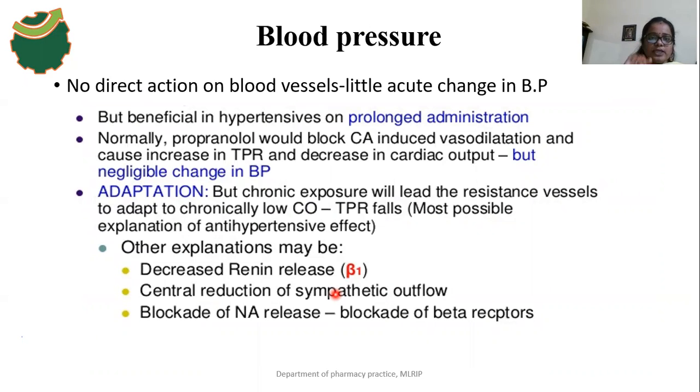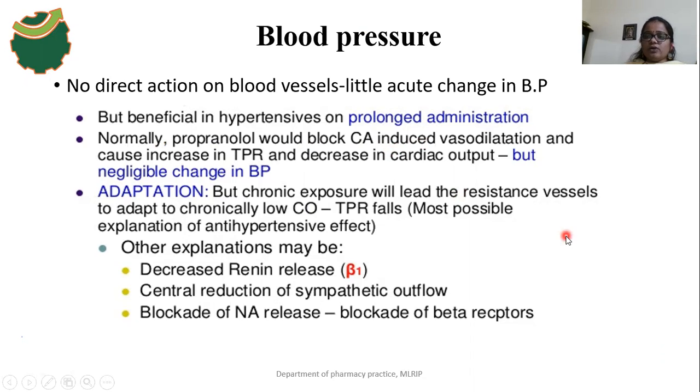Okay, so here propranolol has no direct action on blood vessels. Okay, but there are little acute changes in BP. So why? Because propranolol normally blocks the beta 2 receptor mediated vasodilation. Okay, beta 2 receptor mediated vasodilation.